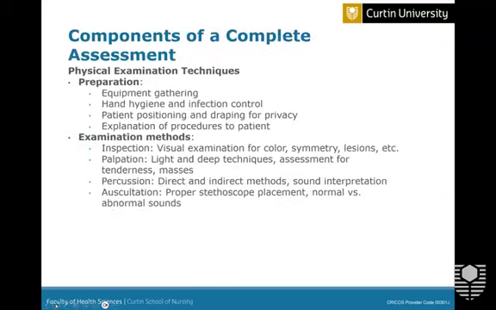Now, when we look at physical assessment techniques, we're now confirming the type of data that we have gathered from that person.